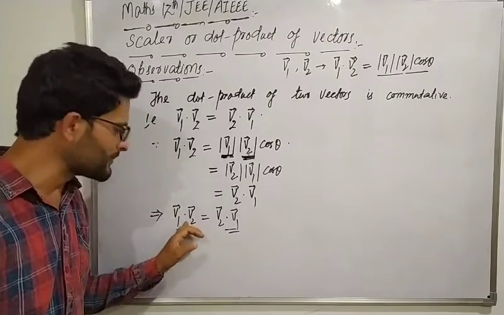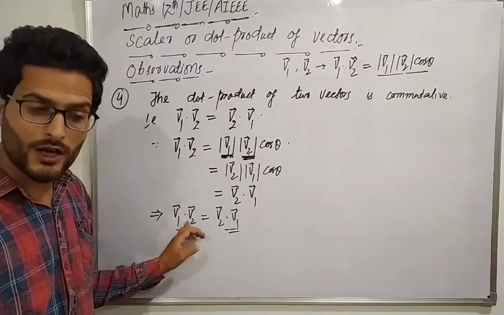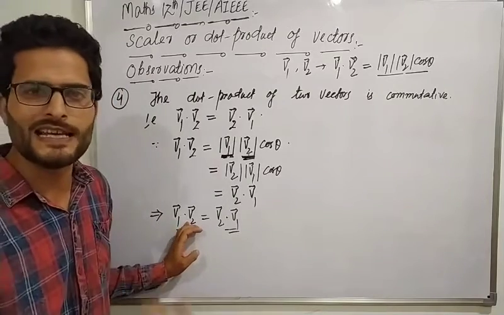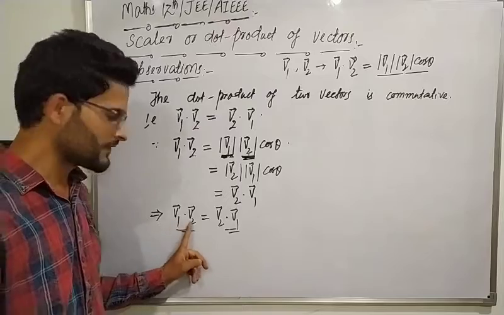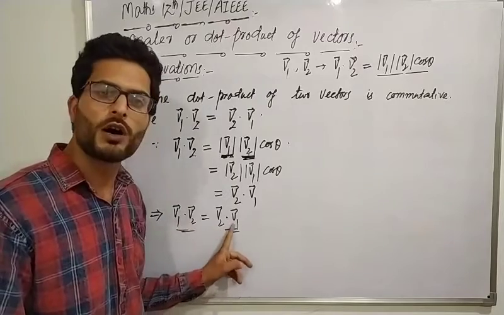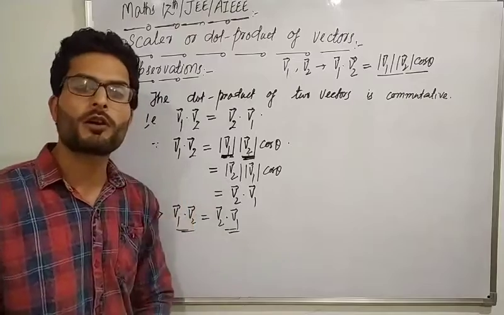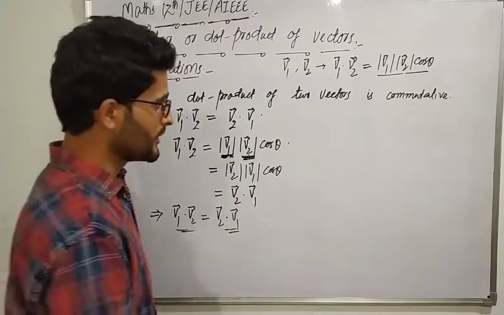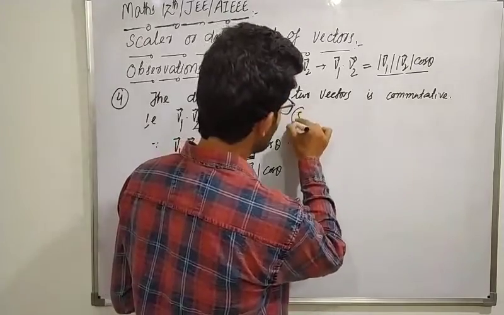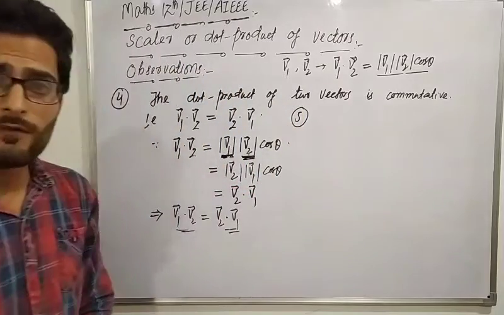So under the operation of dot product, the two vectors are commuting their places, they are interchanging their places. That is v1 dot v2 must be equal to v2 dot v1. So the observation fourth, that is the dot product of vectors, is commutative.